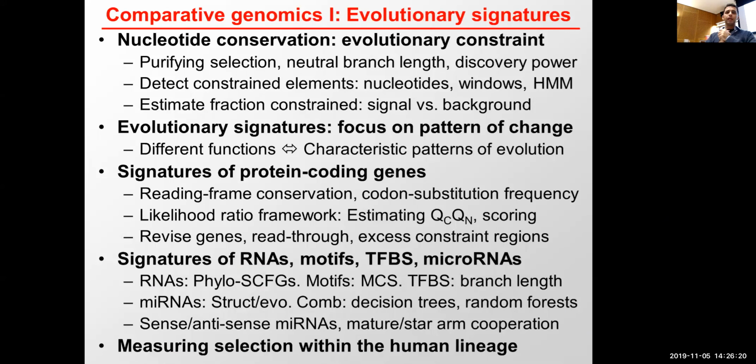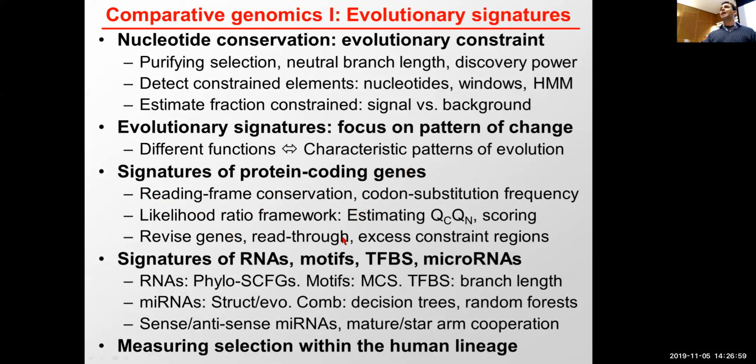So what we talked about today is nucleotide conservation and the concept of purifying selection, how it works, how to detect constrained elements at the nucleotide level, window level, and using HMMs, and how to estimate the fraction that's constrained by looking at these distributions of signal versus background. We talked about evolutionary signatures beyond the primary sequence and beyond the overall amount of conservation. What is the pattern of evolution? And the more mutations we had, the more power we had. We focused a lot on protein coding genes. We looked at reading frame conservation and also codon-substitution frequencies as the two key signatures for protein coding evolution.